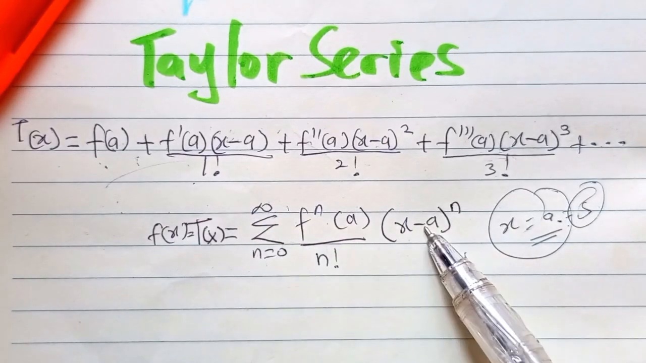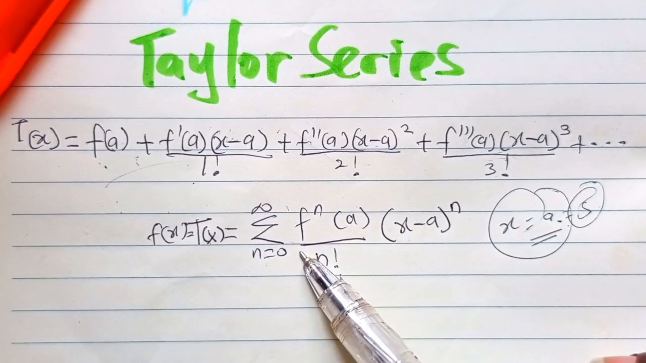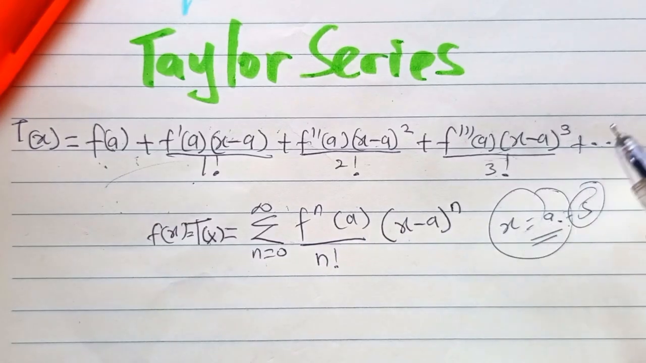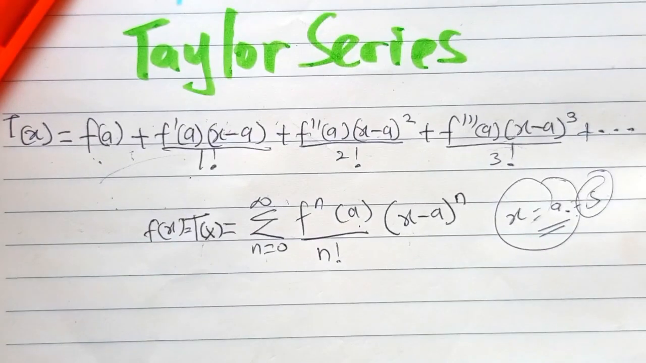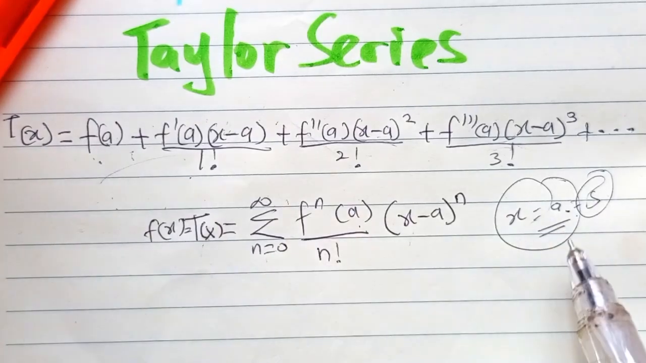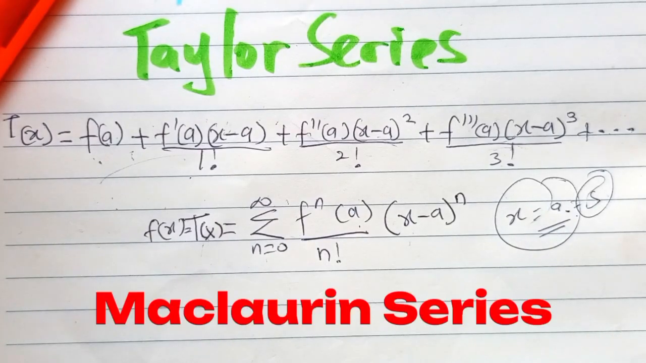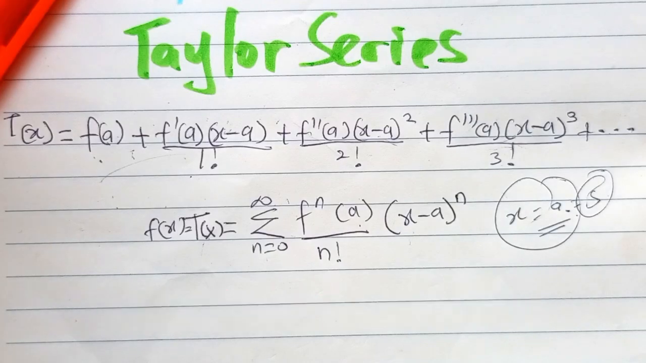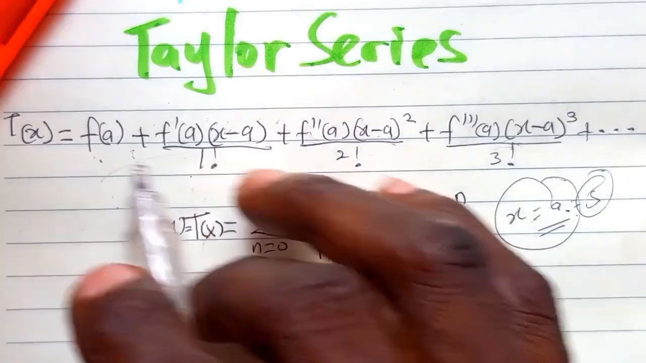You can also use this one to remember it. This one is f to the n of a over n factorial, times (x minus a) to the n. Now when the value of a becomes 0, if the function is being evaluated at a point centered at a equals 0, this whole Taylor series will become what is called Maclaurin series. So Taylor series evaluated at a equals 0 will give you what is called Maclaurin series. So in this formula here, just put a equals 0. That's the meaning, a equals 0.